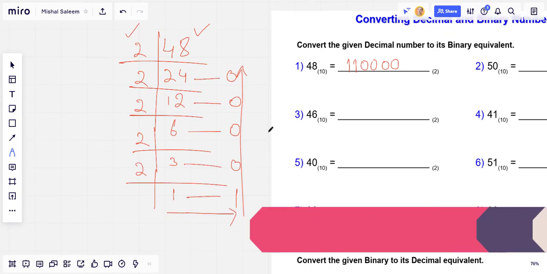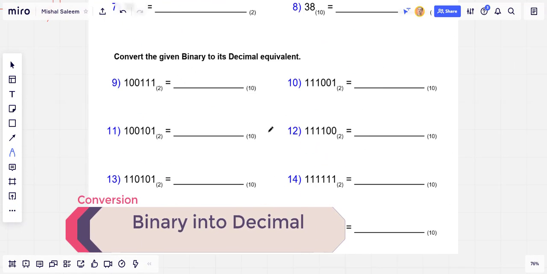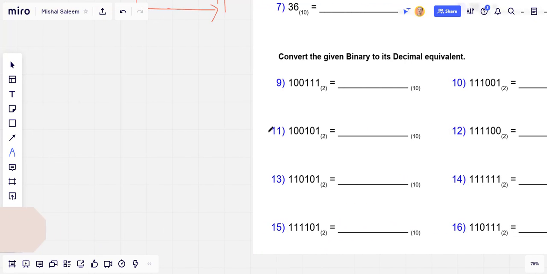Right, now let's move on. Convert the binary numbers to their decimal equivalent. Now let's convert binary numbers into decimal. Again, I'm gonna just take the first one and then I'm gonna leave the rest for your practice. So the first one is 100111.